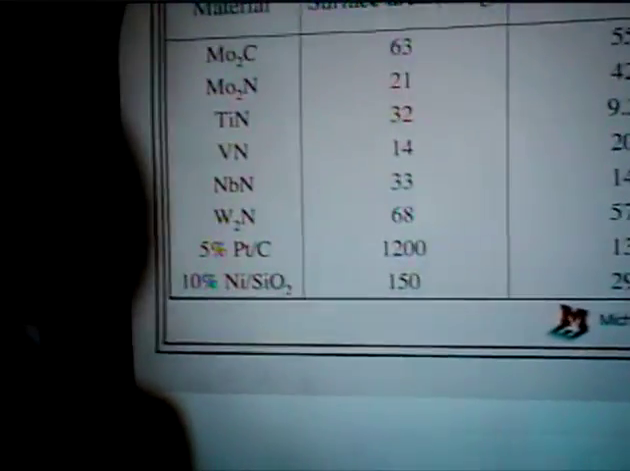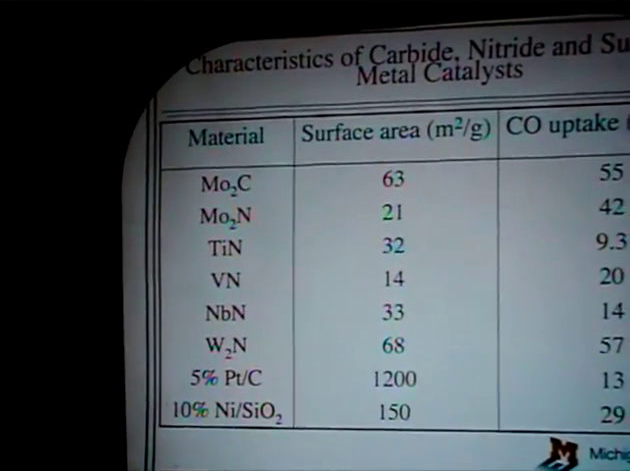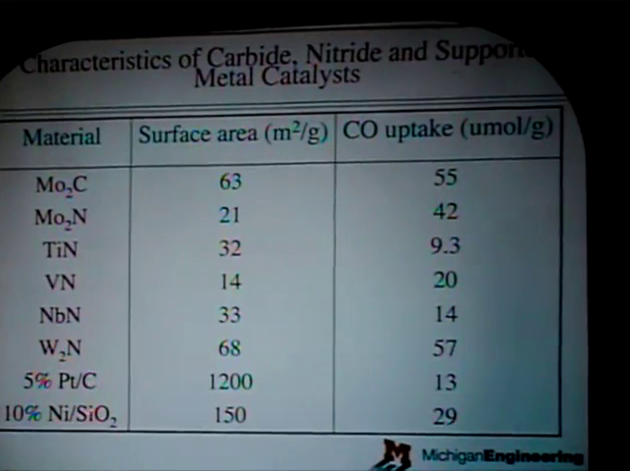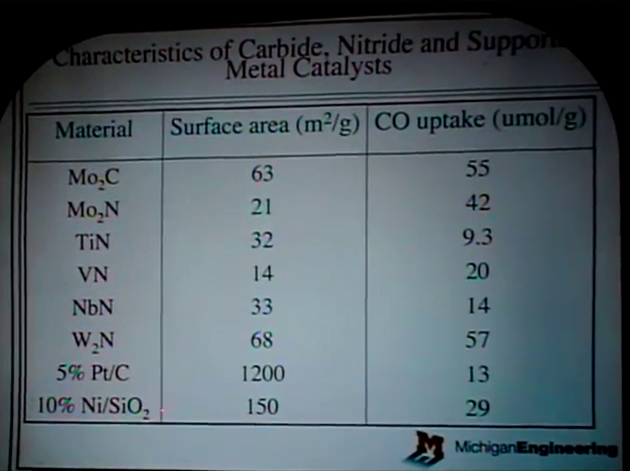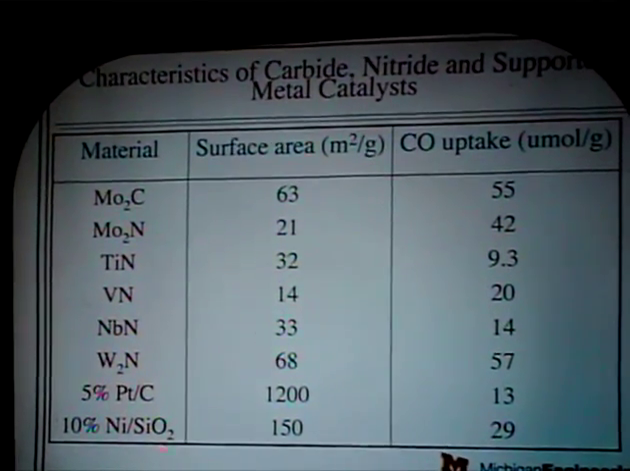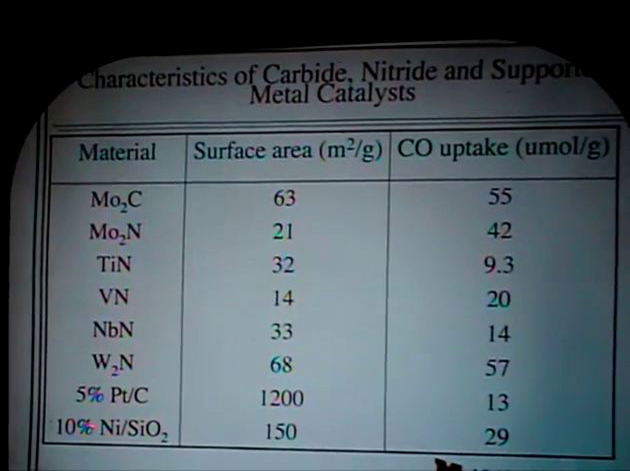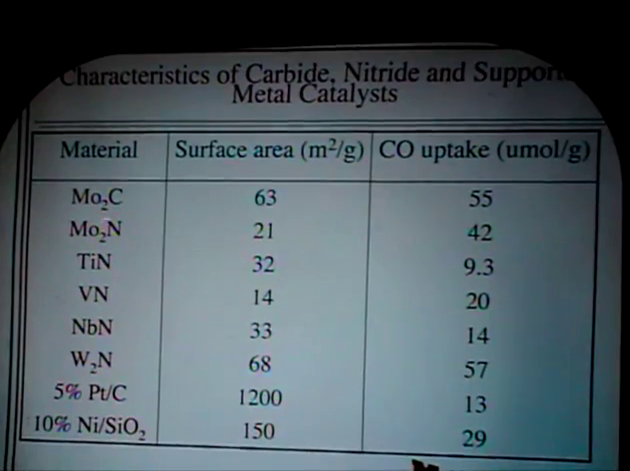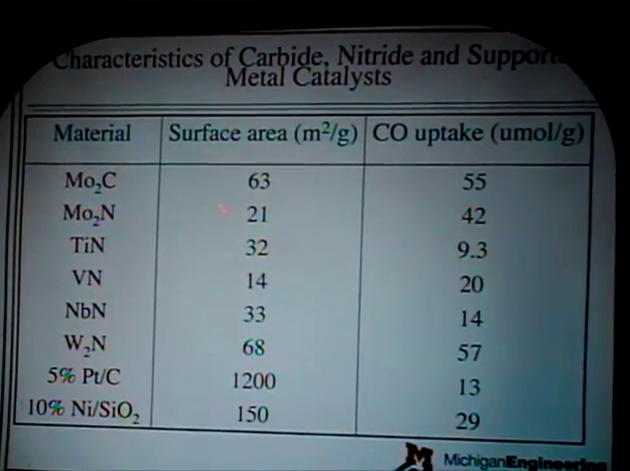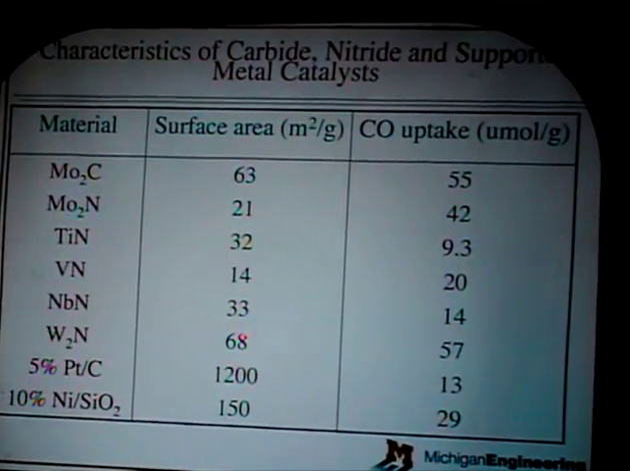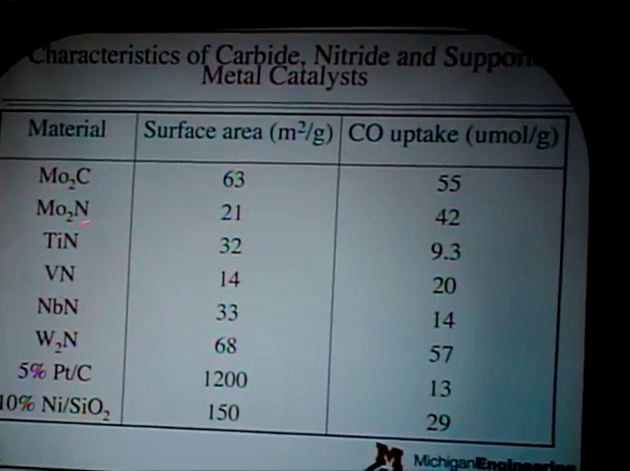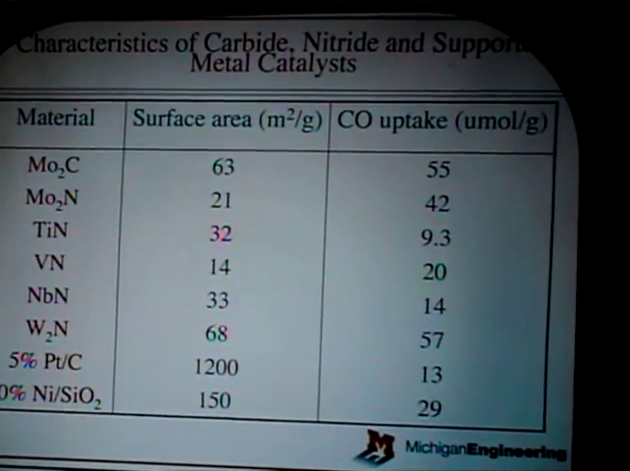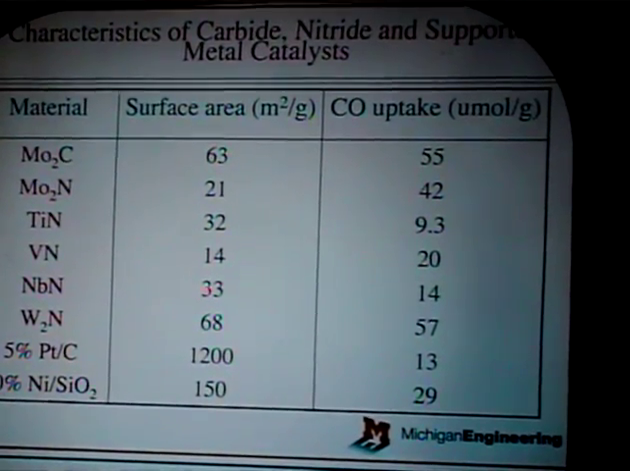So coming to the key properties of the materials, carbides and supported catalysts. The 5% platinum on carbon has a very high surface area, about 1200 square meters per gram. Then 10% nickel on silica. Carbides and nitrides also have surface areas close to 100. Tungsten nitride 68, then molybdenum carbide 63, molybdenum nitride 21, titanium nitride 32, and niobium nitride about 33.